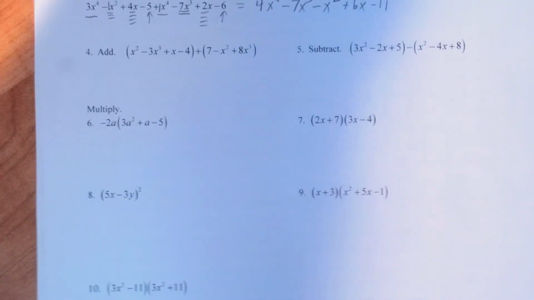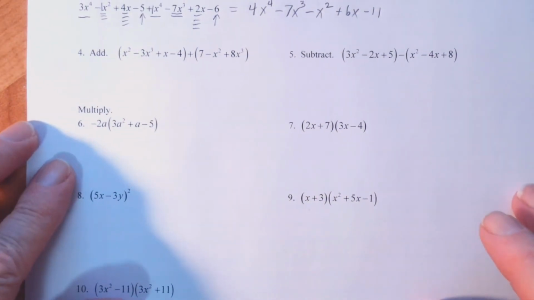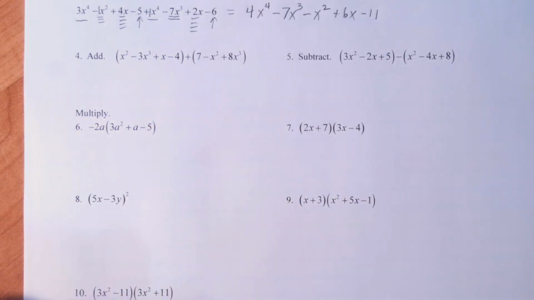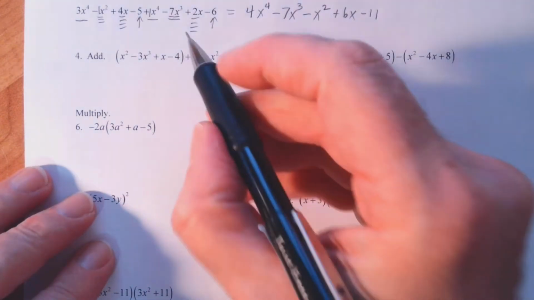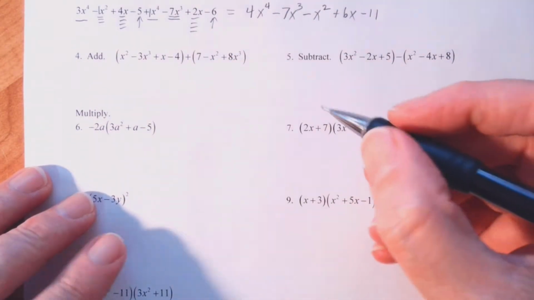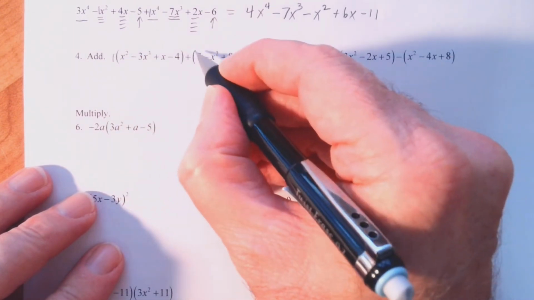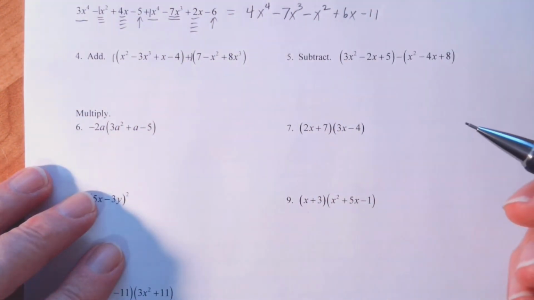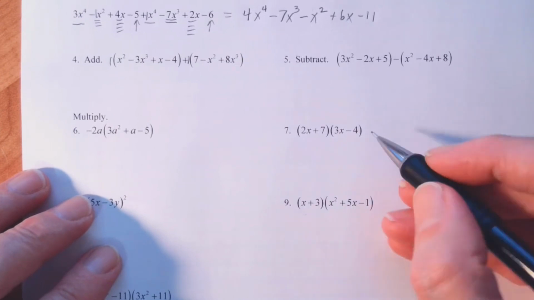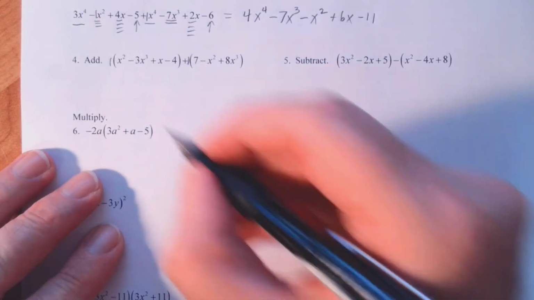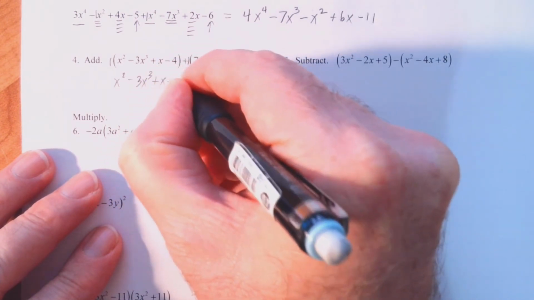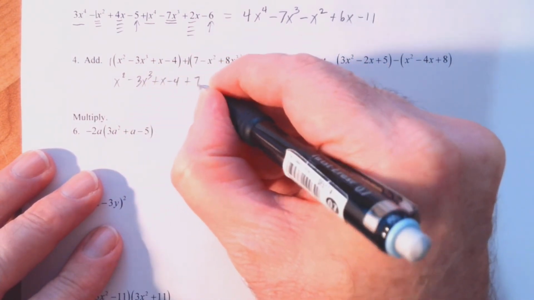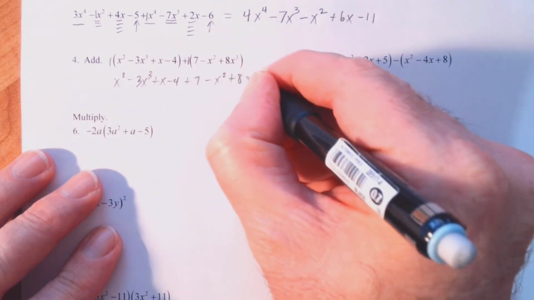So I'm going to adjust my camera here. Alright, so on number 4, we're adding two polynomials. We have a plus in between the two. And in fact, these are just ones out here, understood to be ones. And really, we can just drop the parentheses there. Multiplying by 1 doesn't change anything. So we have x squared minus 3x cubed plus x minus 4 plus 7 minus x squared plus 8x cubed.